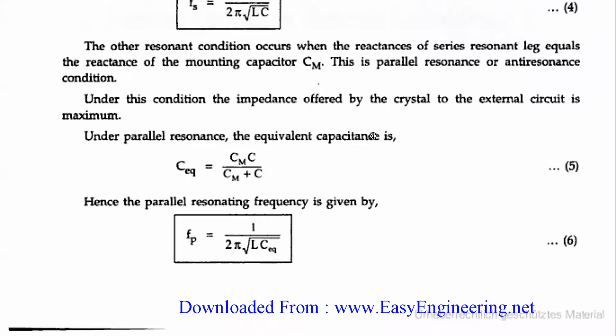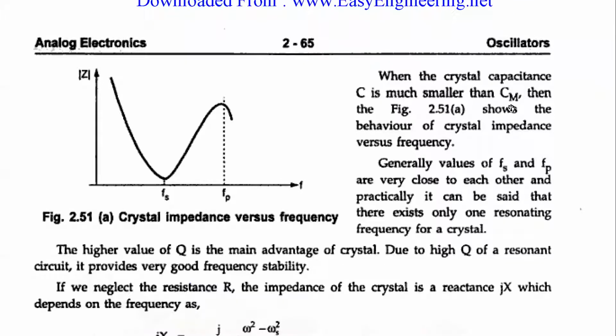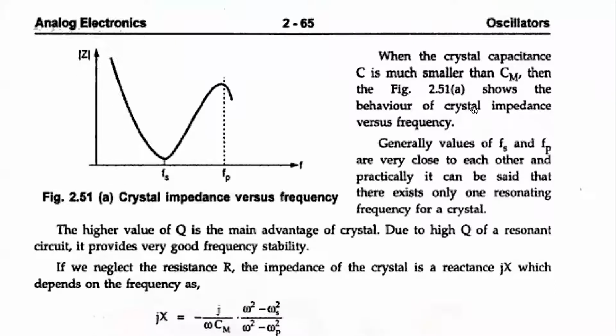So here it is mentioned. We said Cm is much greater than C, or C is much less than Cm. Okay, right? So C is much less than Cm. So that is the condition.